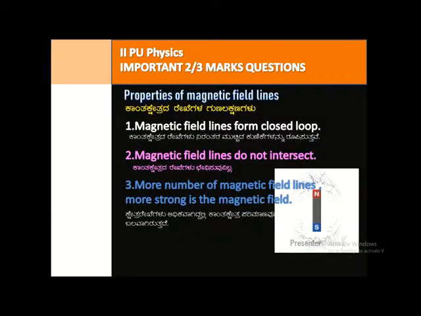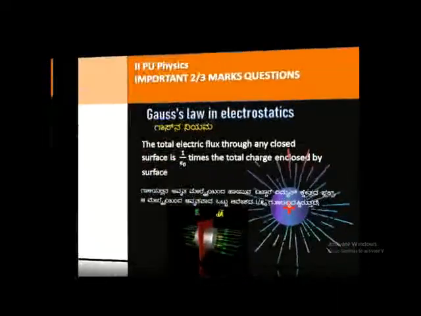Similarly, they ask for properties of magnetic field lines. These are the properties of magnetic field lines. 1. Magnetic field lines form closed loops. 2. Magnetic field lines do not intersect each other. 3. The more the number of magnetic field lines, the stronger the magnetic field. And these are the properties of magnetic field lines.